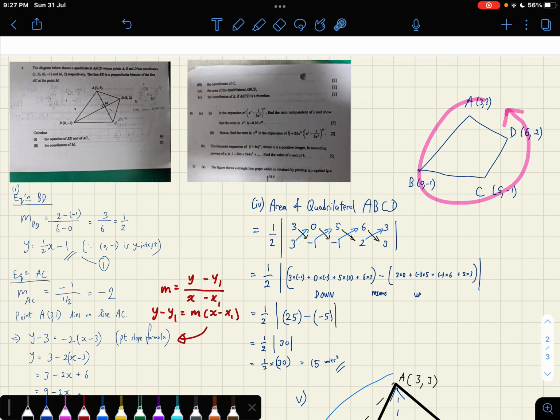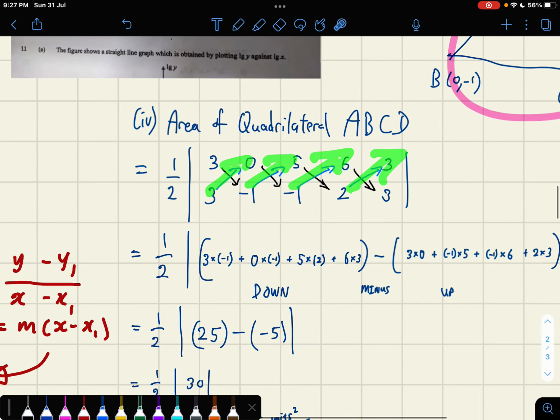Okay, so now that you have the setup, you have to draw the crisscross. Down, down, down, down, same color, black. And up, up, up, up, same color, light blue. Then you draw a pair of lines, the modulus symbol, and a half in front. So how can we solve this? We take the product of all the downs, minus the product of all the ups, and then you add them together.